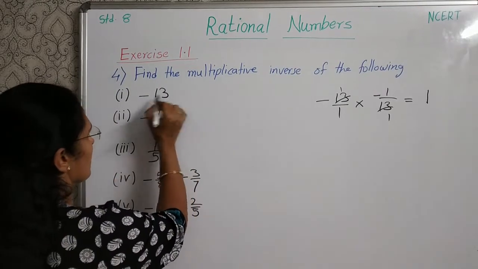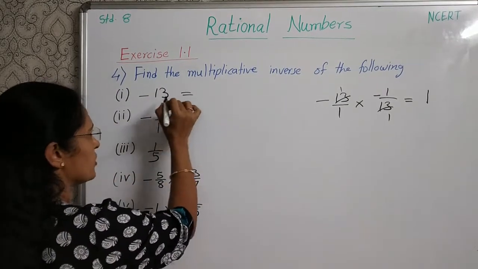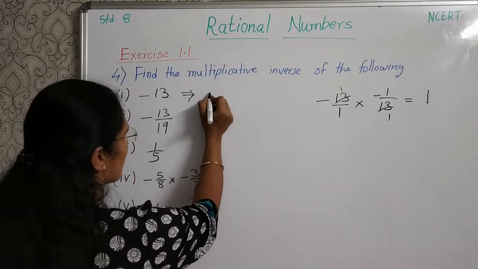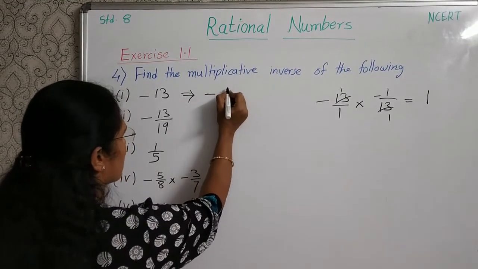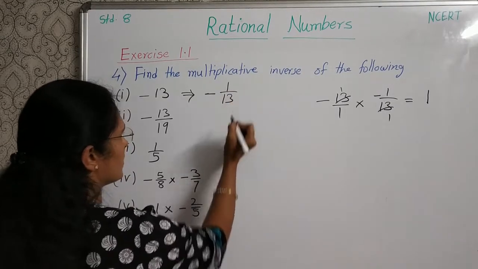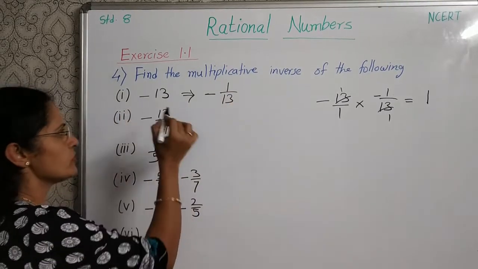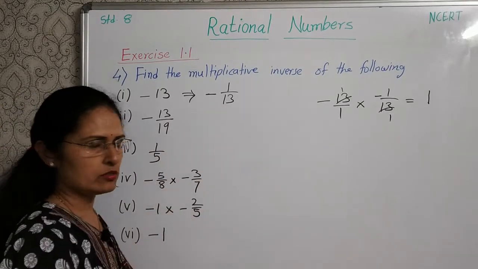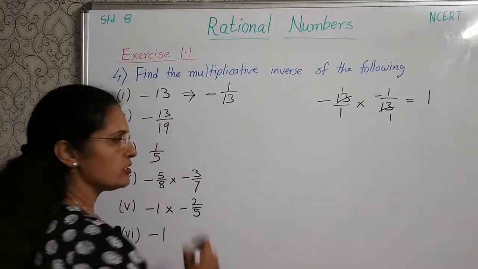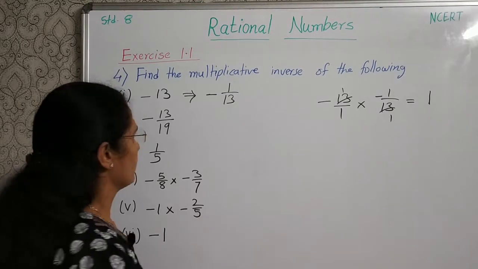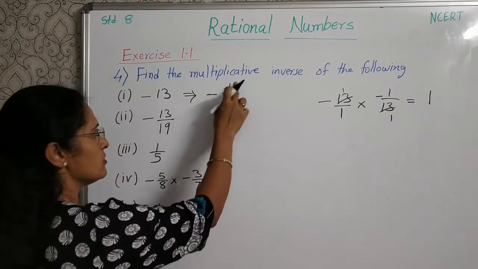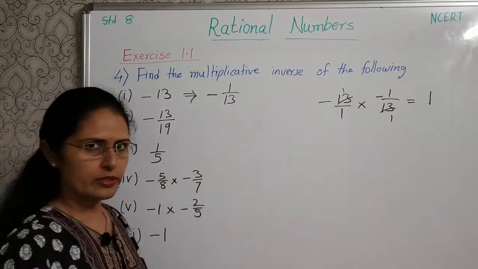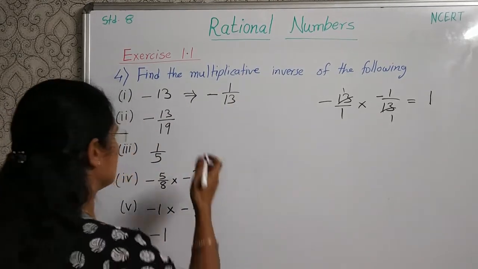So negative 13's multiplicative inverse is minus 1 by 13. Now this negative sign you can keep with the 13 here down in the denominator, or write it in the center, it is one and the same. So I wrote minus 1 by 13. We changed the numerator and denominator digits, we interchanged them.